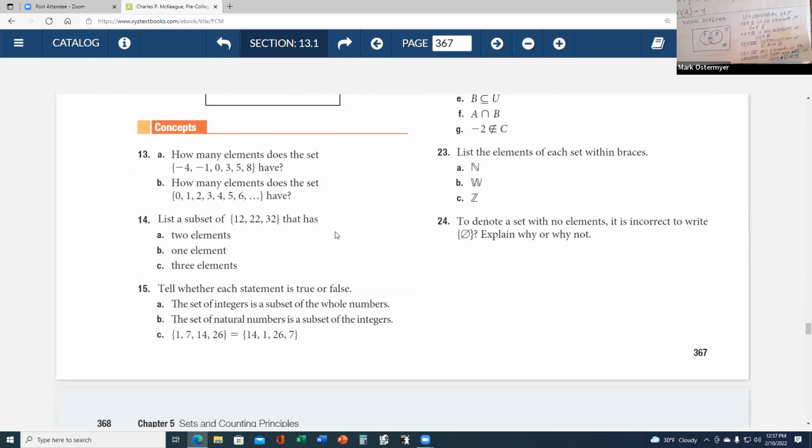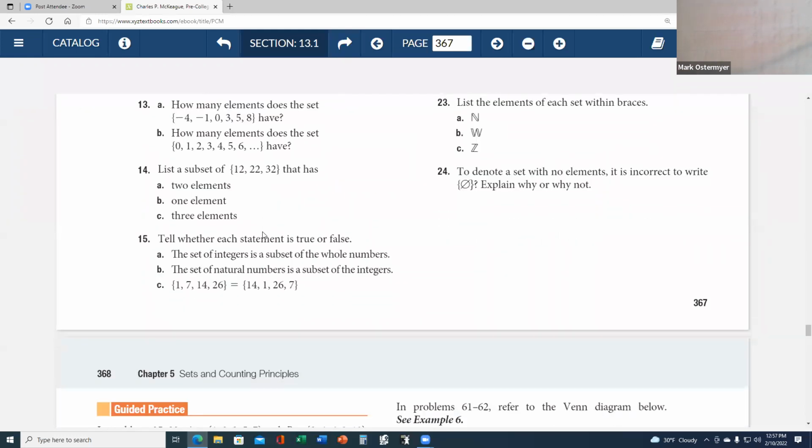All right, let's start with problem 13A here. How many elements does the following set have? In other words, what's the cardinality of this set? How many elements are in this set here? Well, after a little visual inspection and thought, you can count how many elements are in here. 1, 2, 3, 4, 5, 6. There's 6 elements in this set here, 13A.